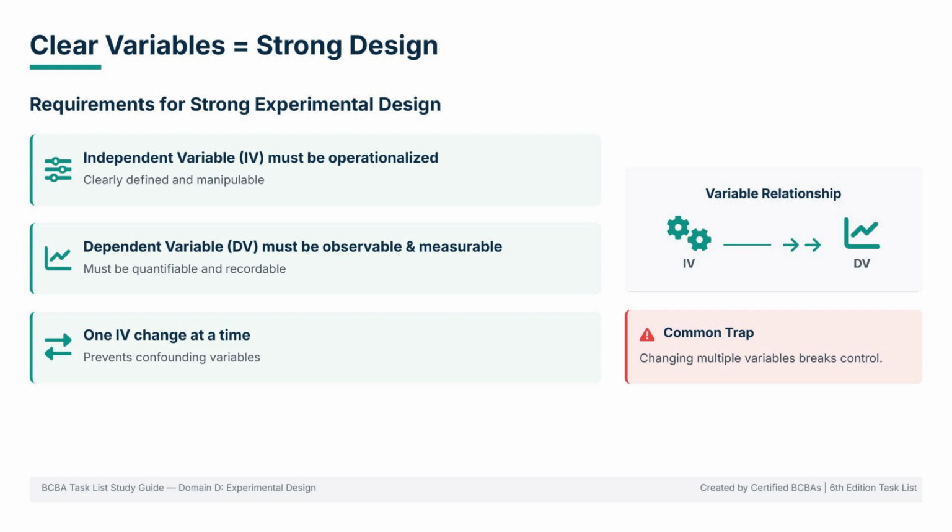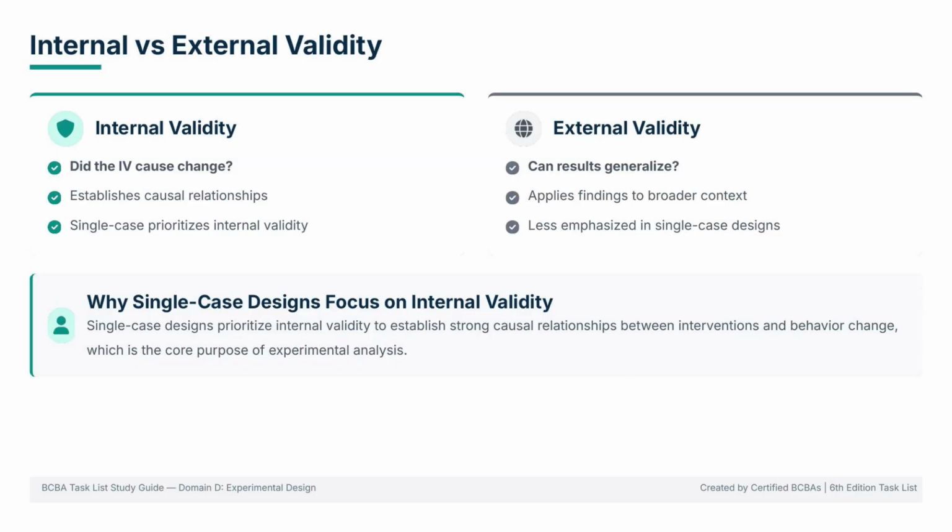Strong experimental designs always start with clear variables. Your independent variable must be operationally defined. That means it must be specific, observable, and manipulable. Your dependent variable must be measurable. If you can't observe it, record it, and quantify it, it doesn't belong in an experiment. Another key rule: only change one independent variable at a time. Why? Because changing multiple variables destroys experimental control. Here's a very common trap on the exam. They'll describe a study that changes multiple things at once, and then ask if it proves causation. It doesn't.